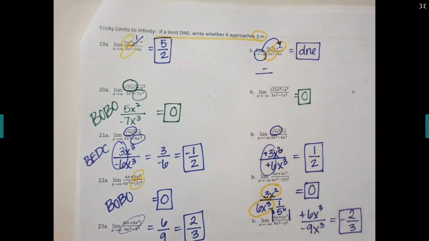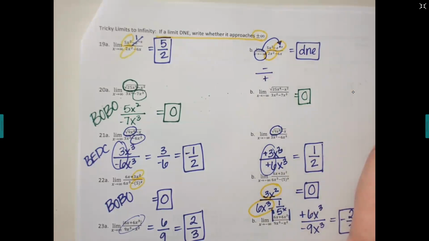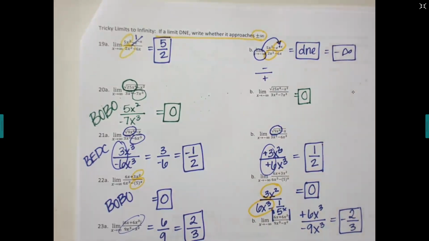Negative. Then on the bottom, my biggest term is x squared. I'm going to take a negative infinity and square it. How's the bottom going to come out? Positive. And if I divide a negative and a positive, that gives me negative infinity. All that means is that that end would end up pointing down.